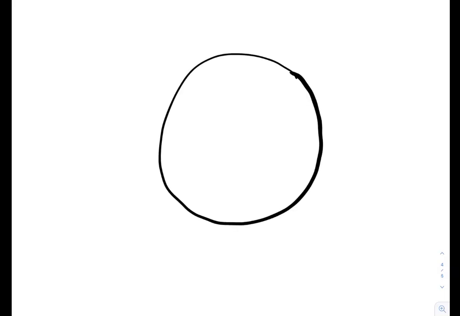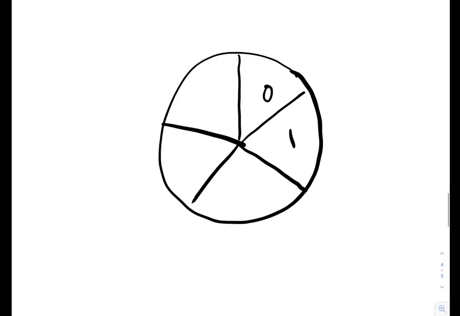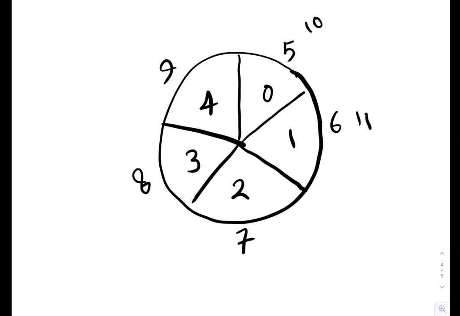Sometimes it is convenient to think of it as a wheel of numbers like this. Let's say we're interested in mod 5, so we divide this into 5 areas and place the numbers 0, 1, 2, 3, and 4. And then we can continue the numbers here: 5, 6, 7, 8, 9, 10, 11, 12. Notice that all the numbers here are multiples of 5.